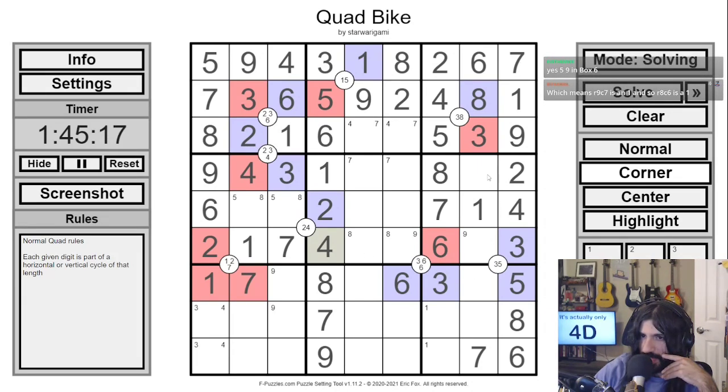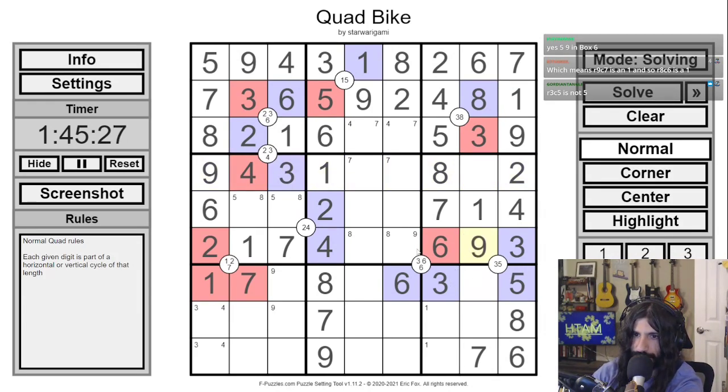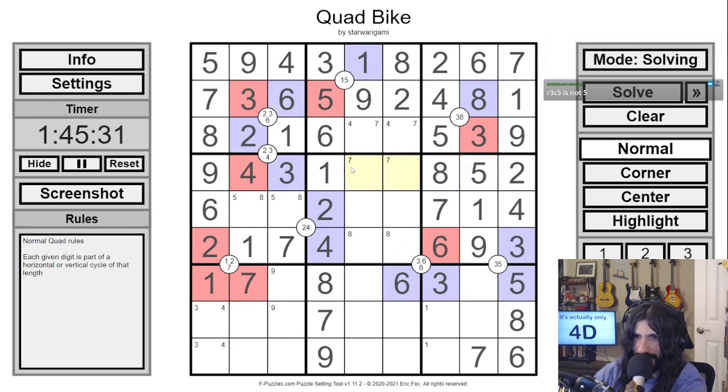Sorry, 5, 9, and box 6. But we can't. Oh yeah, 5, 9 in box 6. So this is a 9, which means that this is a 5. So this is 7 and 6, right? Yeah. So this is a 6 because of this 6, which means that this is a 7, which means this is a 7, which means this is a 4.